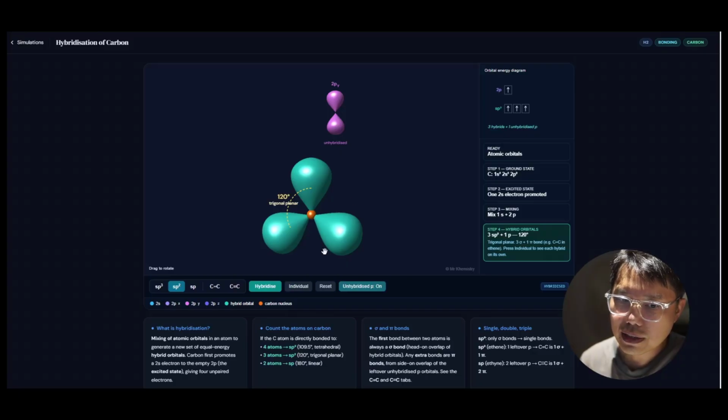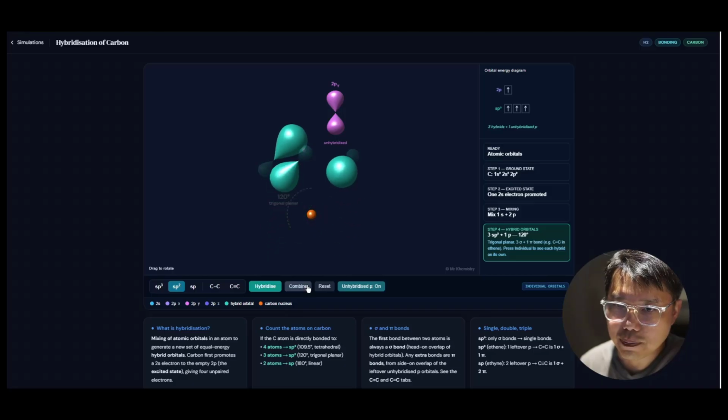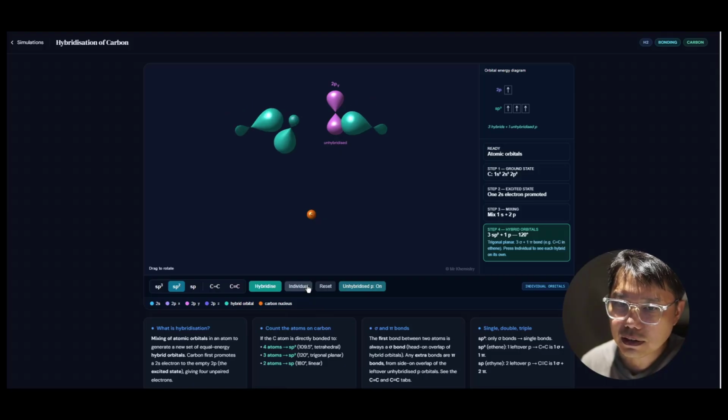So when does sp2 happen? It happens when carbon needs to bond to 3 other atoms. sp3 is when it needs to bond to 4 other atoms. Now let's break it up. Once again, you can see the 3 hybrid orbitals, slightly lopsided. Combine them, open it up, combine them. So that is for your sp2.